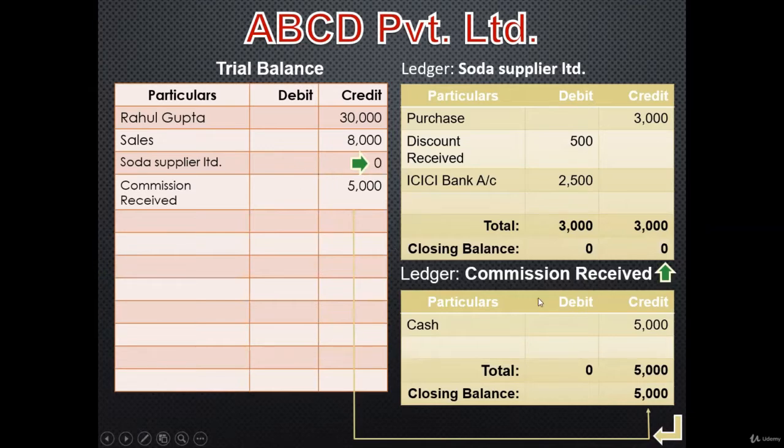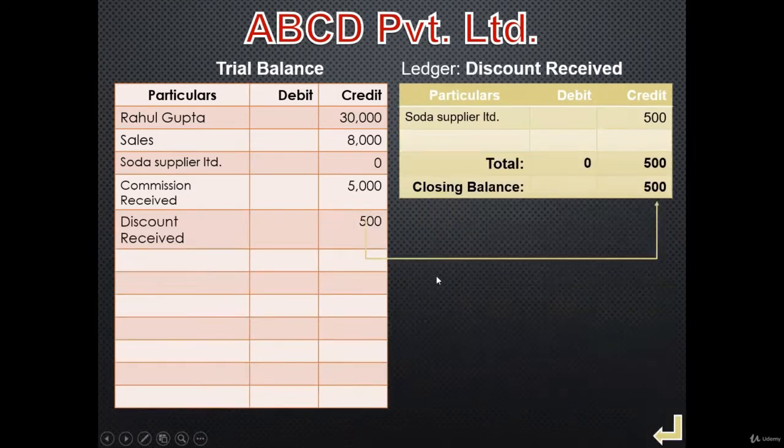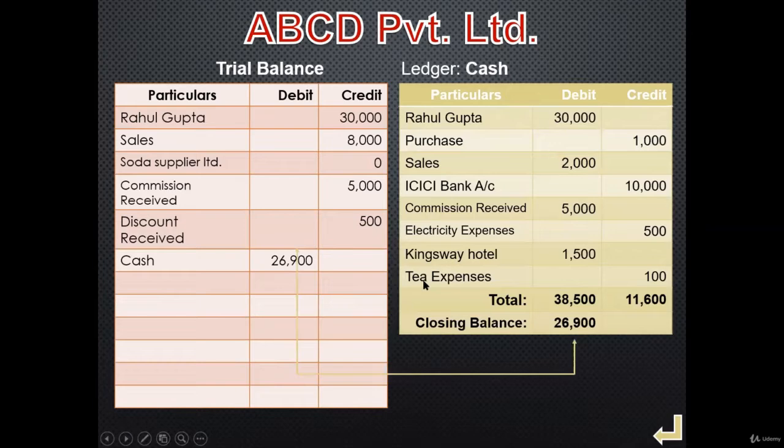You can write it in debit as well as in credit, wherever you want. 0 means 0. Now the next ledger is commission received, which has a closing balance of 5,000 rupees in credit. So we are posting here rupees 5,000 in credit. Next we have discount received, closing balance of 500 in credit. The same we are writing here in discount received. Now the next we have the cash ledger, and in this cash ledger we have a closing balance of rupees 26,900 in debit side. So I am transferring this cash amount here in my trial balance, cash with 26,900 in debit.